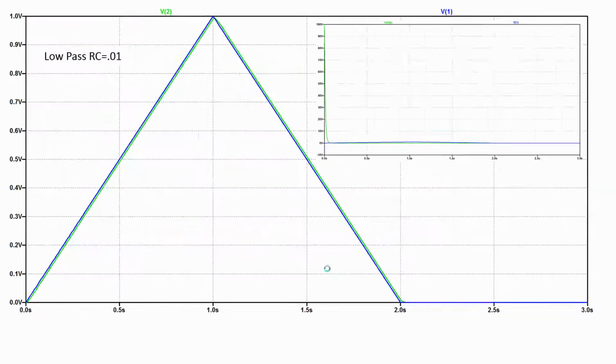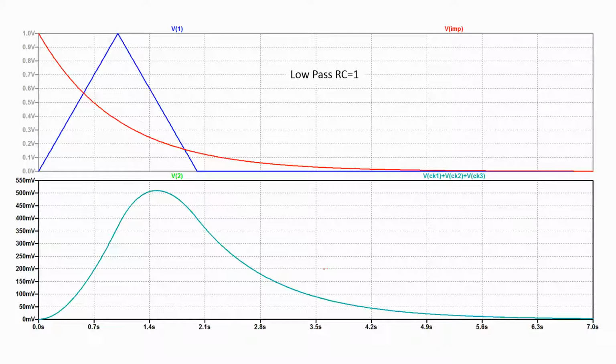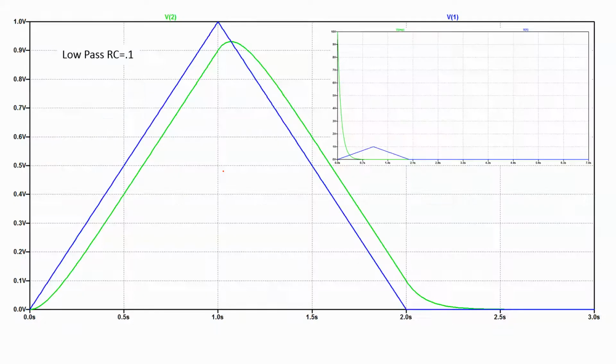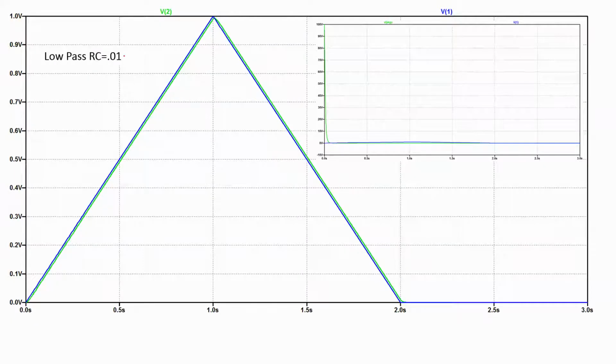So just to refresh, this was omega naught equals 1 radian per second. And it kind of gets that fundamental part, but I'm losing all this edge information. Now RC is going down, omega naught is going up, and I'm catching more of that. And I went up by another decade, and now I've almost got the whole signal.